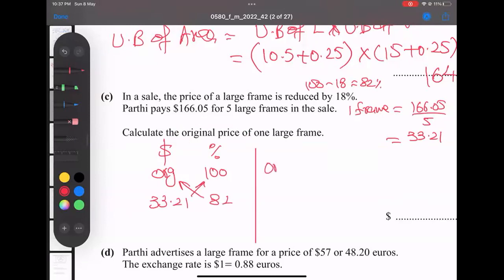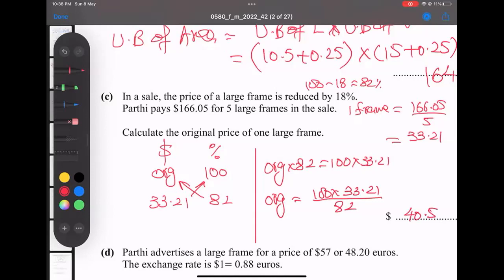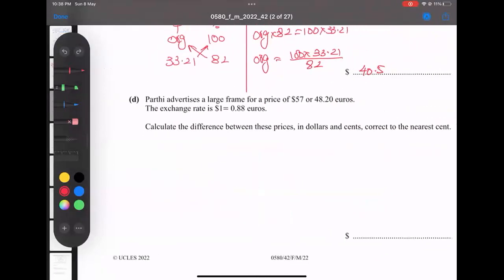And now original times 82 is equal to 100 times 233.21. It divides, so original is 100 times 233.21 divided by 82. And when I check in the calculator, it becomes $40.5. So this much he has to pay. Like it was originally this, but he paid this much only for 1 frame. I think the idea is clear.